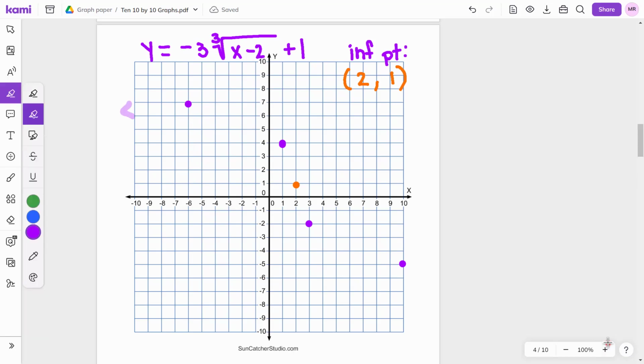And you see that it has flipped it from where if it had been kind of at the origin, it would have been flipped across the x-axis. And hopefully that helps you with cube root functions.